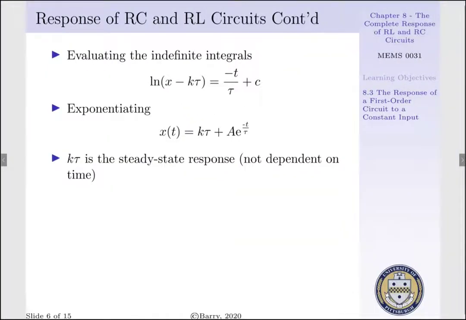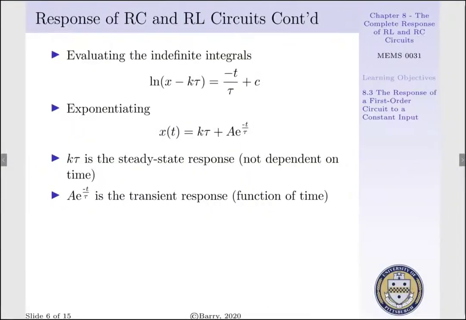We recognize that K tau is our steady state response. That is, there is no time dependence on the solution. And A e to minus t per tau is our transient response, a function of time. We notice this response is going to tend to 0 as time tends to infinity.